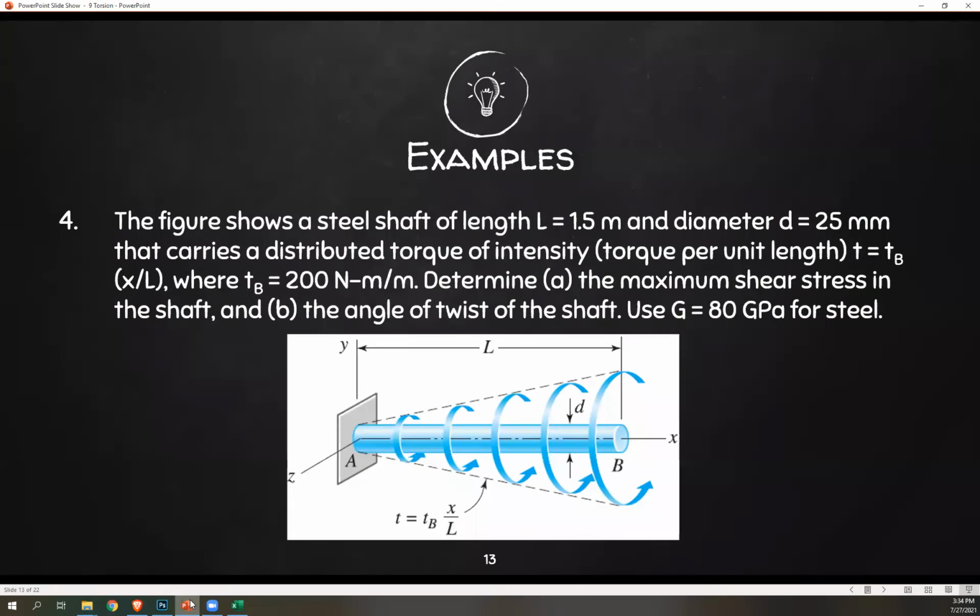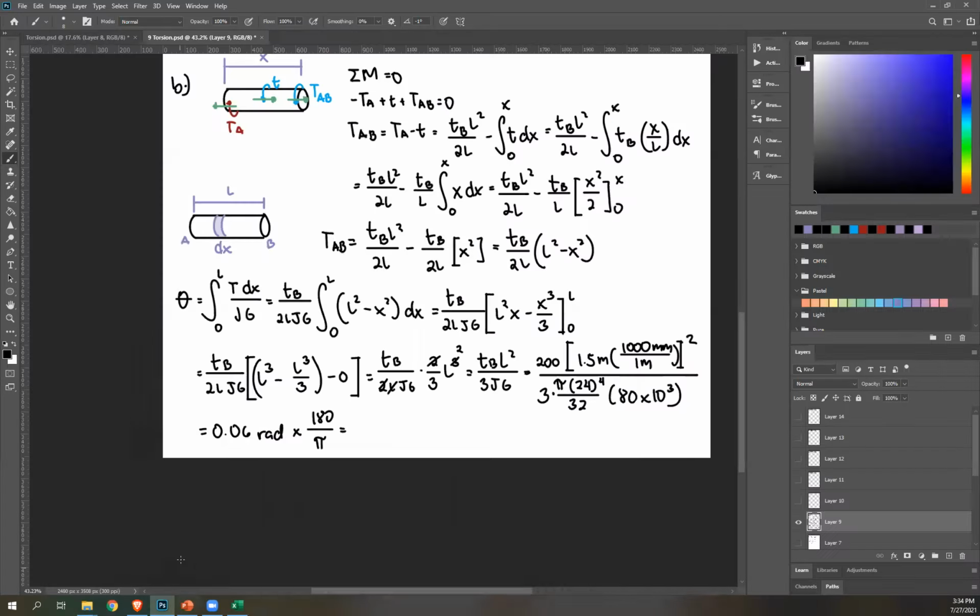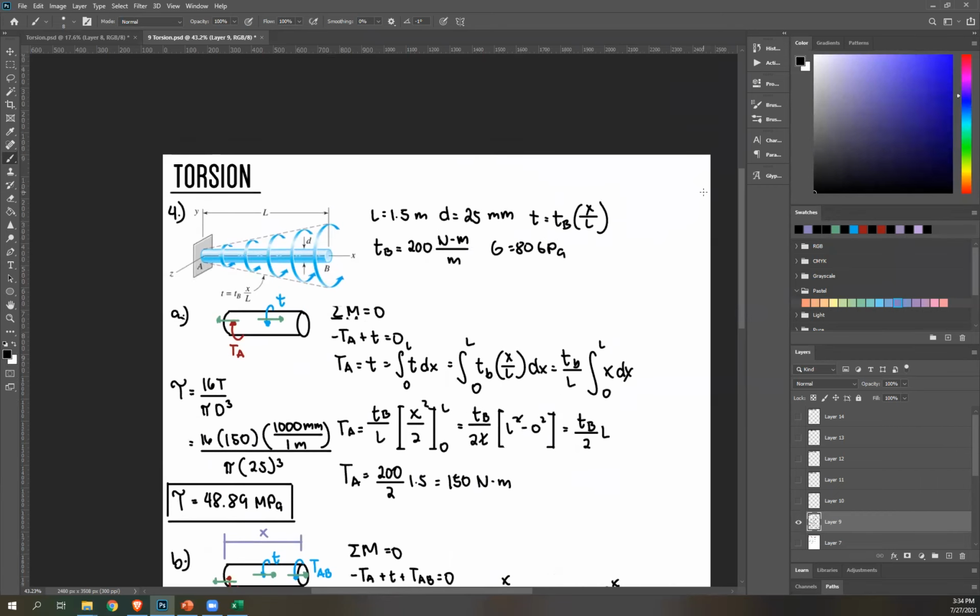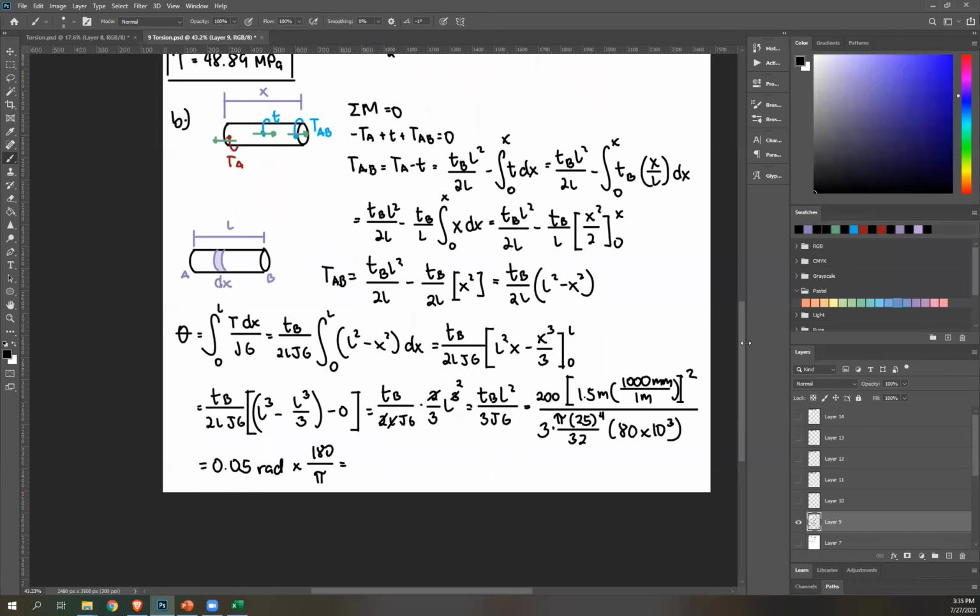Is it 80 or 82? 80. Wait. 0.05 or 0.0488. That is 25. Yeah. Diameter is 25. Yeah, I wrote 24. That's why. So you should get 0.049 or 0.05. Then times 180 over pi. Compute. What's the final answer?